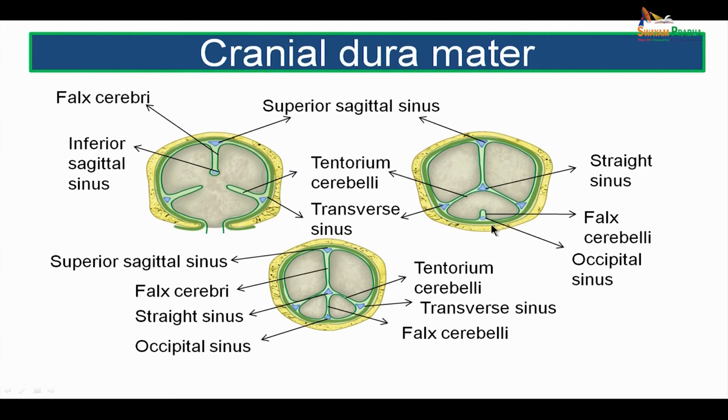At a more posterior plane, we can see the falx cerebelli, which partially separates the two cerebellar hemispheres. And this picture shows us a clear view of the tentorium cerebelli also, which separates the supratentorial compartment, which contains the cerebrum, from the infratentorial compartment, which contains the cerebellum. So, we have now seen what these dural folds are and how they give rise to spaces within which the dural venous sinuses are placed.